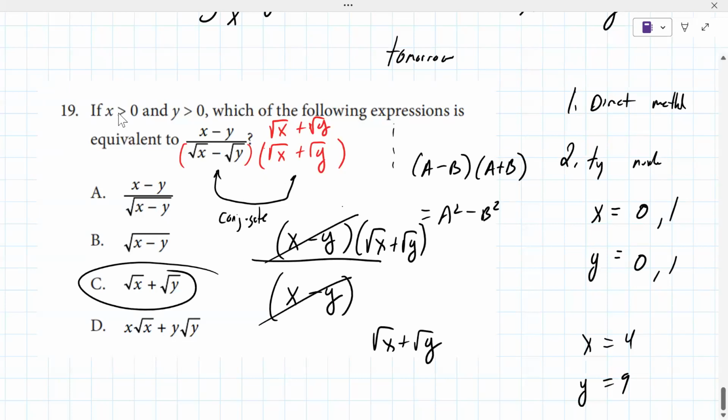The other thing is this little thing like x is greater than 0, y is greater than 0. Make sure you choose numbers like that. Don't choose numbers that are not allowed by this.